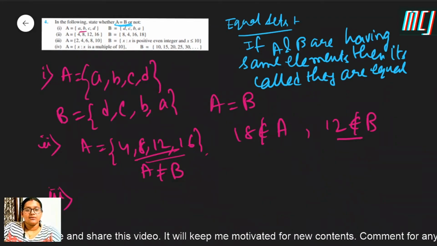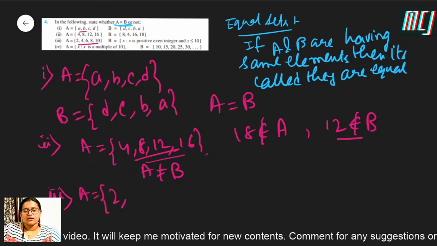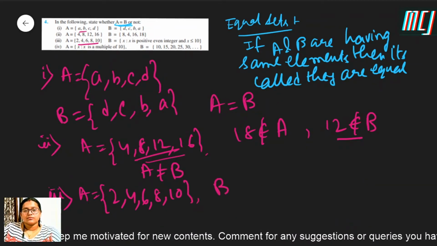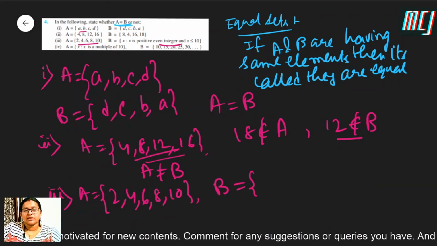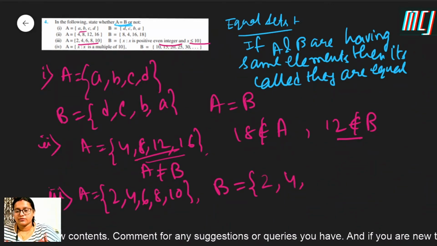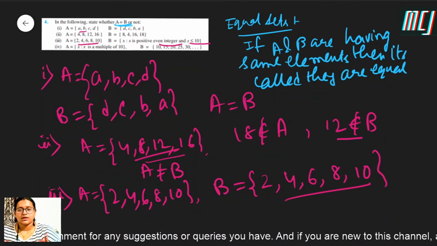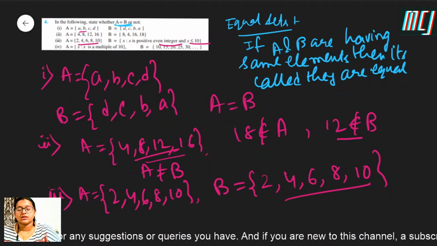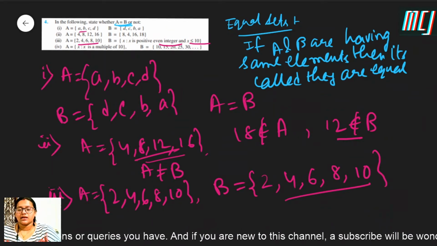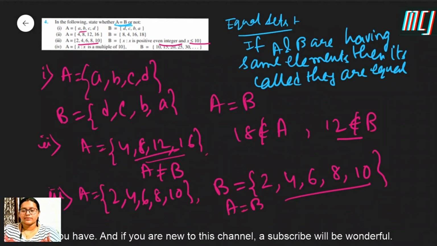Now see 3. A equals 2, 4, 6, 8, 10. B equals x, where x is a positive even integer less than or equal to 10. Positive even integers are 2, 4, 6, 8, 10. A positive integer would mean 1, 2, 3, 4 till 10, but here it says even integer, that is 2, 4, 6, 8, 10, so A equals B.